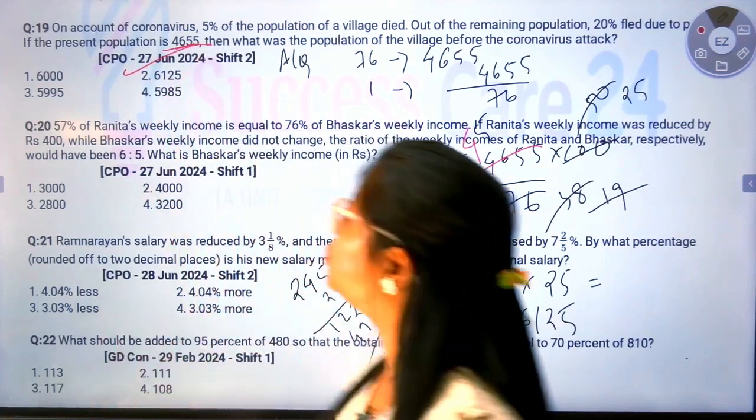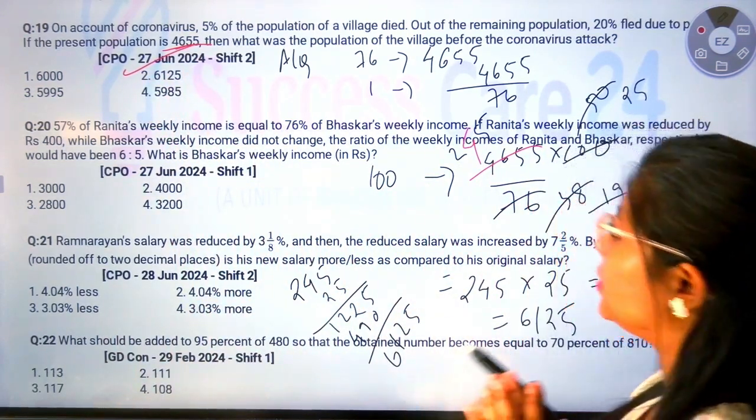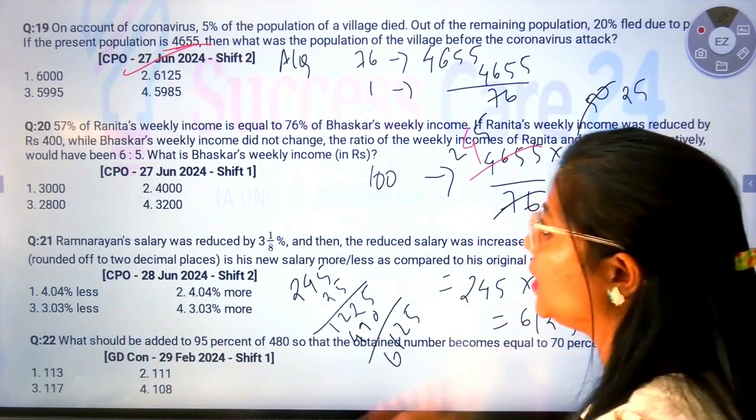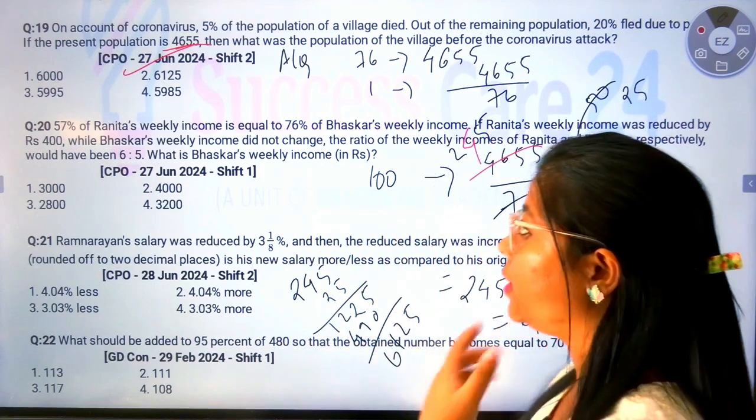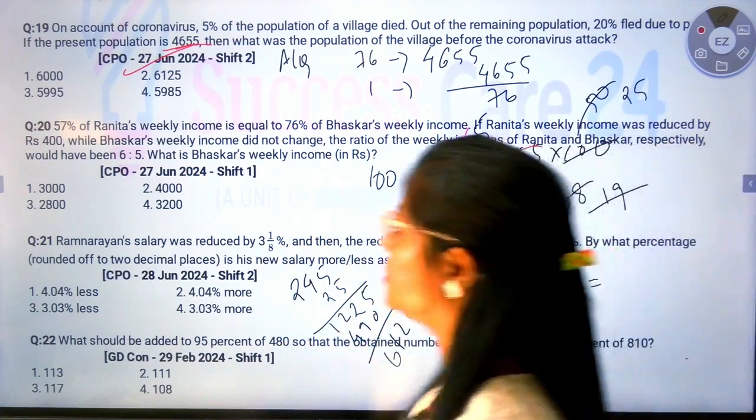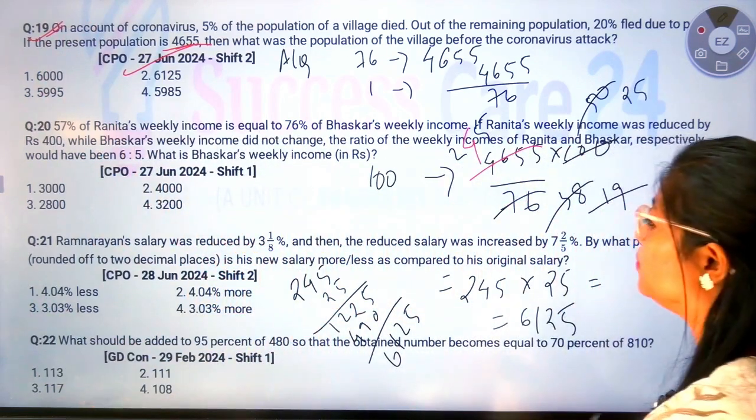Is there an option? Yes. Option number 2 would be the correct answer. So the population of the village before the coronavirus was this. We have already solved many such questions. This was also asked in the CPO exam. It is a very important question because this type of question is asked in many exams. This is one of the important types.